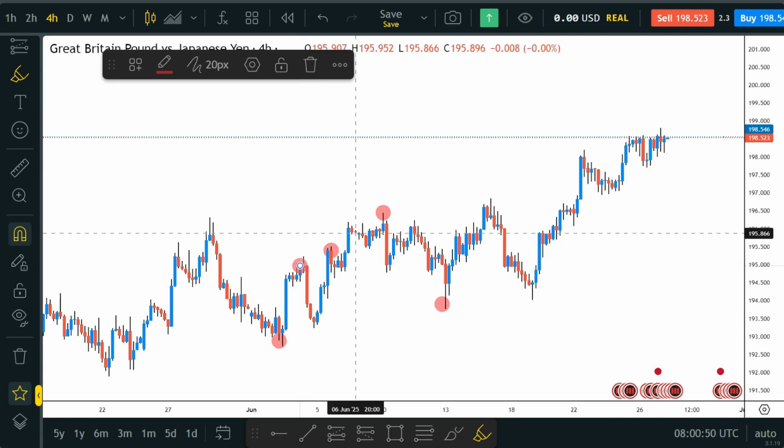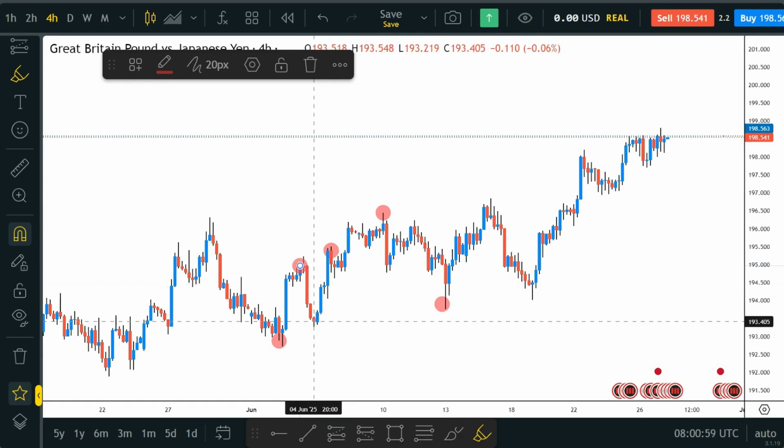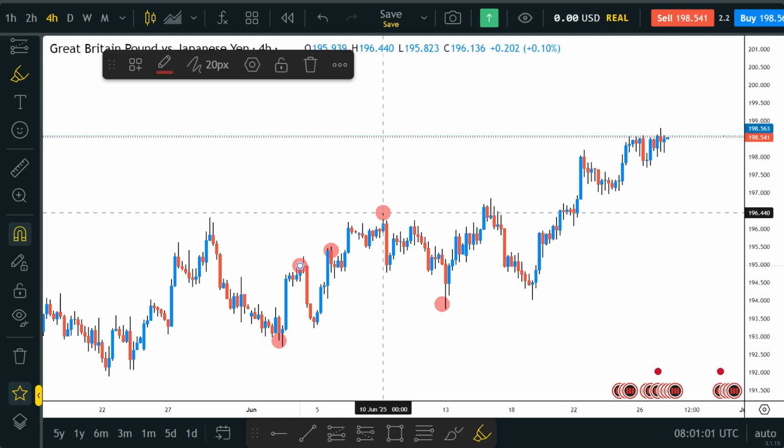But this point here was not the highest point. This was just within a trend. So it's just a structure. The highest point which was created by the market was that one. And the lowest point which was created by the market was this one.